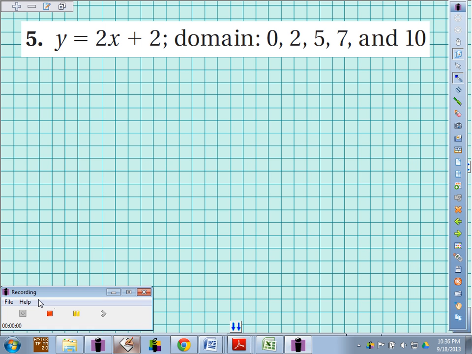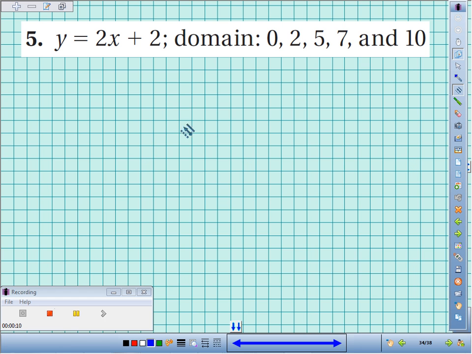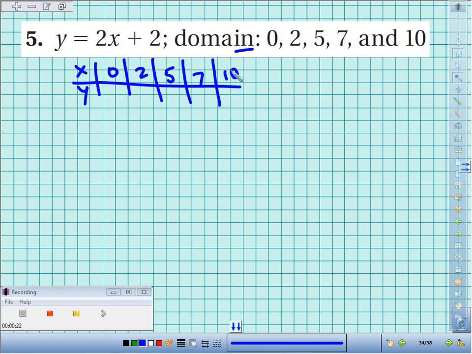Learning target 171 asks us to graph a function given a specific domain. So in number 5 here, we graph y equals 2x plus 2 with a domain of 0, 2, 5, 7, and 10. So first step I want to do is make a table of values, and they're very specific. They say plug in 0 for x, plug in 2, plug in 5, 7, and 10. Let's see what comes out.